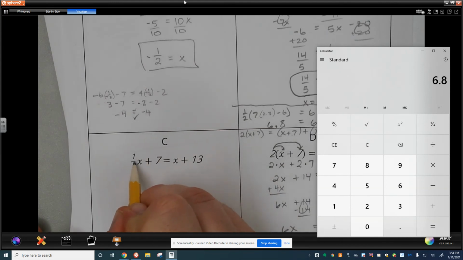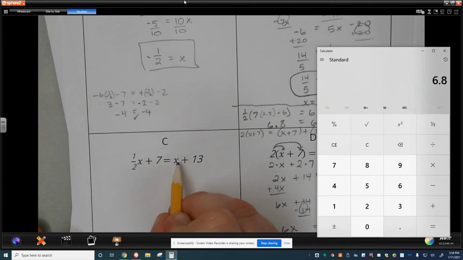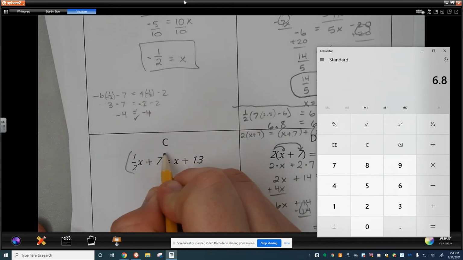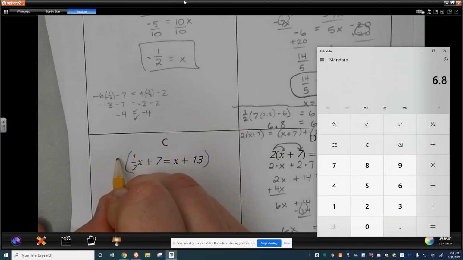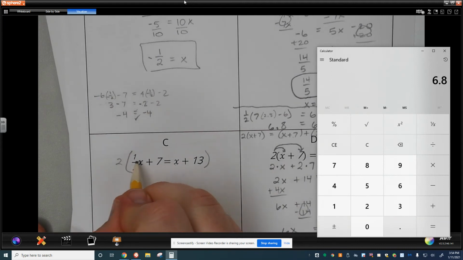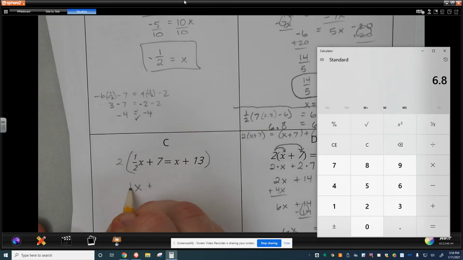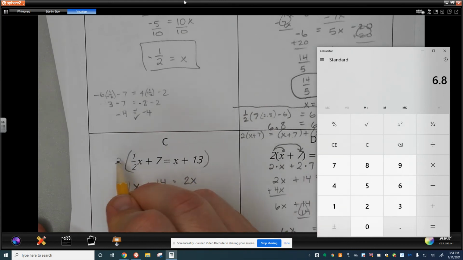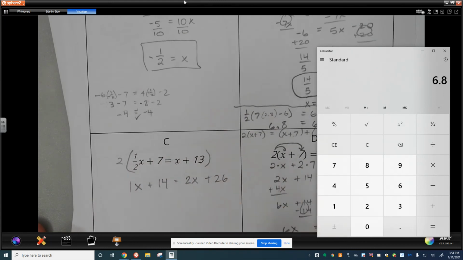So if I multiply this term by 2, I also have to multiply this term by 2 and this one, all of them individually. So I'm going to say, you know what? I'm going to multiply the entire equation to make every single term in here twice as big. 2 times 1/2 is just 1. So I get 1x here. 2 times 7 is 14. 2 times x is 2x, and 2 times 13 is 26.